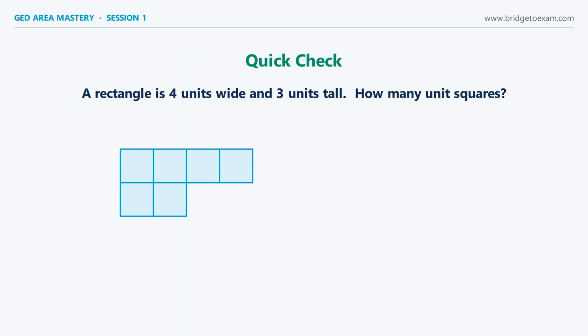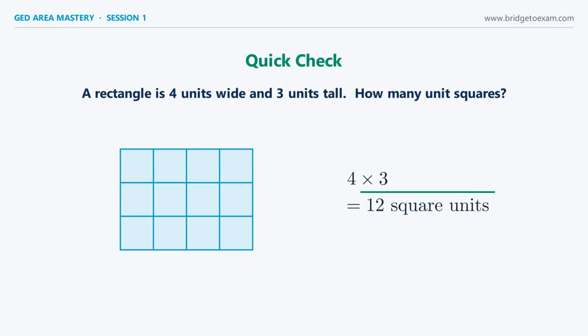Your turn. A rectangle is 4 units wide and 3 units tall. How many unit squares cover it? Take a second. Rows times columns. 4 times 3 is 12. 12 square units. And if you said the word square units, you've already built the habit.